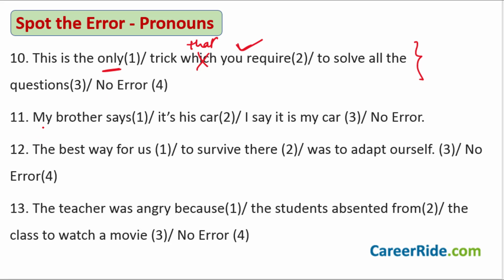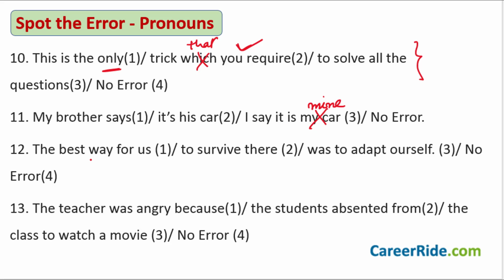Sentence number 11. My brother says it's his car. I say it is my car. Now, what is the mistake here? The mistake is this "my car", because it's a repetition of car, right? So, my brother says it's his car. I say it is mine.